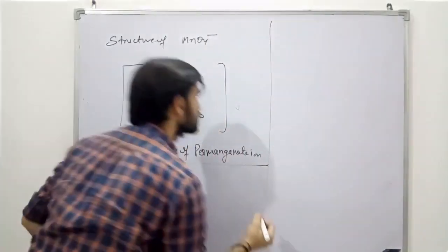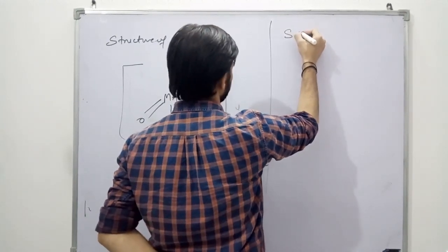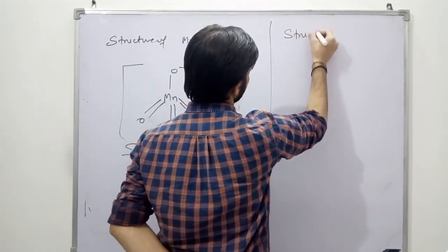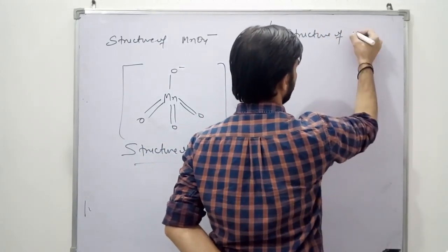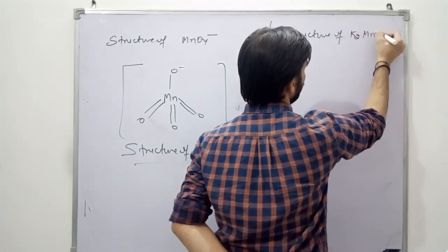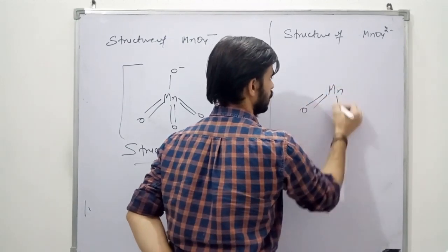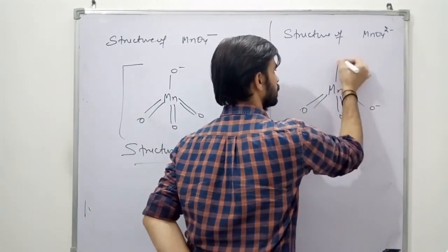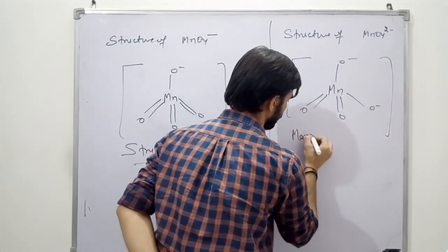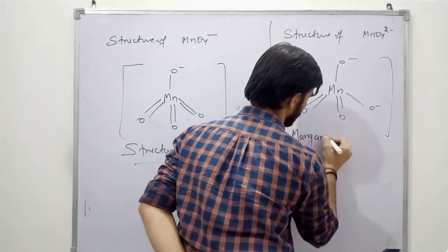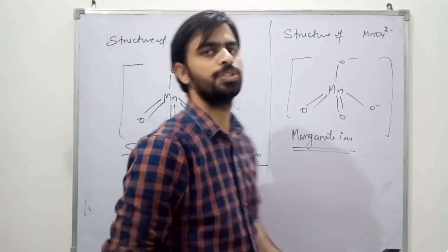Now we'll talk about the structure of the manganate ion, that is K2MnO4. That means 2 negative. Here Mn. This is the structure of the manganate ion. So this is all about potassium permanganate.